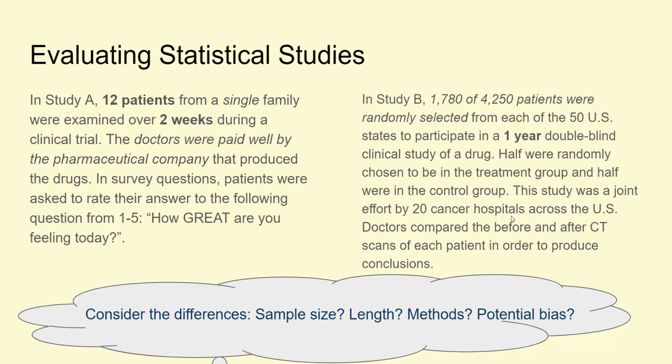Doctors compared before and after CT scans of each patient in order to produce conclusions, so looking at those results, whereas on the right, it looks like our measurement here for the success of this treatment, on the left, was surveys. So in survey questions, patients were asked to rate their answer to the following question: how great are you feeling today? And we've talked about surveys a little bit already. That seems like a question that is trying to lead to one particular answer. And a survey certainly, so that while this is observational, this may not be the best measurement, the best tool in order to determine the effectiveness of the treatment.